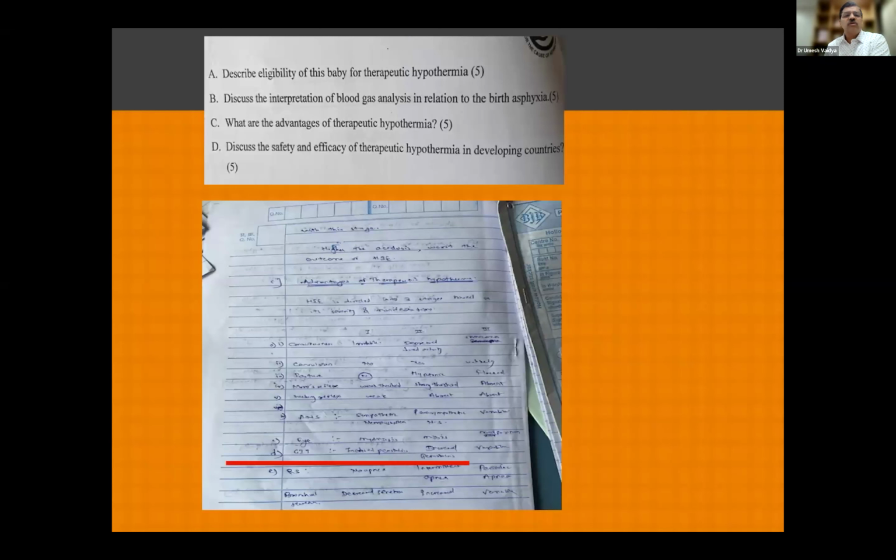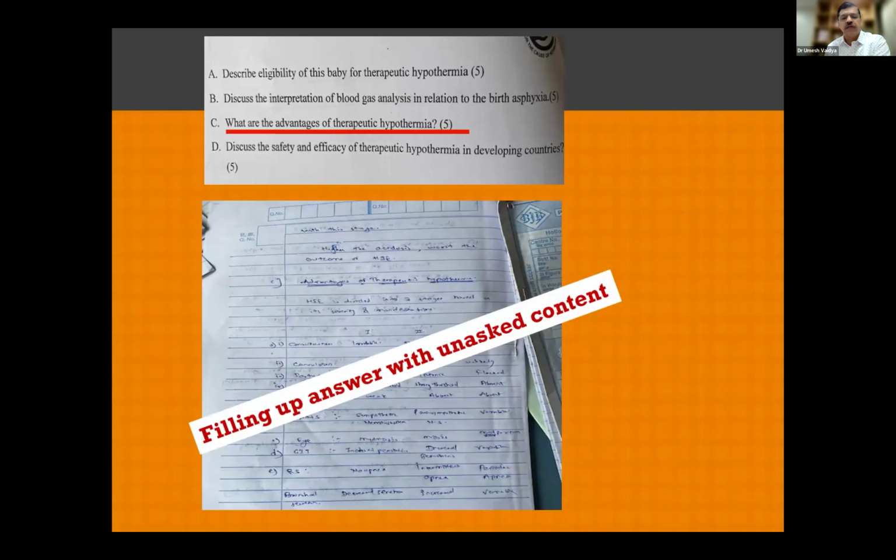The question, question C, is: what are the advantages of therapeutic hypothermia? 5 points. And you can see the person has written a Sarnat score below on the paper. So this is another example of what has been asked versus what you have written. Again, this is filling up the answer with unasked content. The examiner will give a 0 out of 5 for that because we have not asked you this at all. We don't want the Sarnat score in this question. When you are asked the advantages of therapeutic hypothermia, you will just write C and write 5 or 6 important points. We do not expect a very long answer.